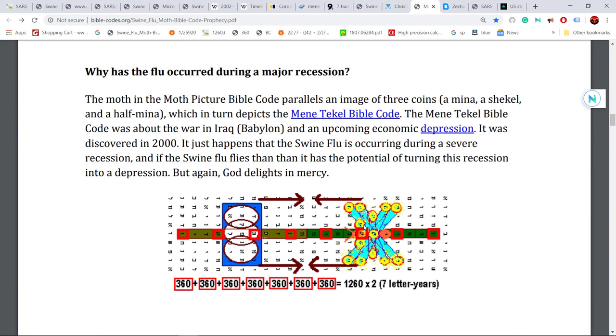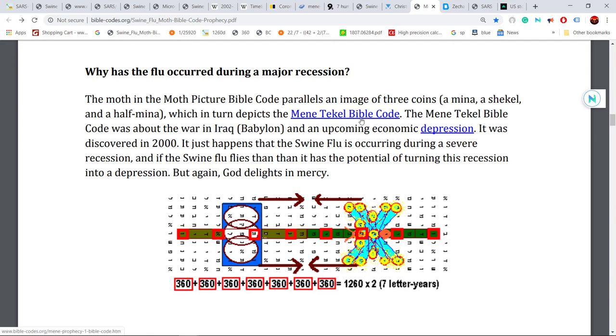I'm about to tell you that the moth represents this coronavirus, SARS, and these three circles represent the Mene Tekel code of three coins, and it represents a stock market crash paralleling a SARS or the coronavirus, some kind of epidemic that was upcoming. Whether it be the swine flu, I don't think that was a coronavirus, but was some kind of virus. The moth in the moth picture code parallels an image of three coins, a mina, a shekel, and a half mina, which in turn depicts the Mene Tekel Bible code.